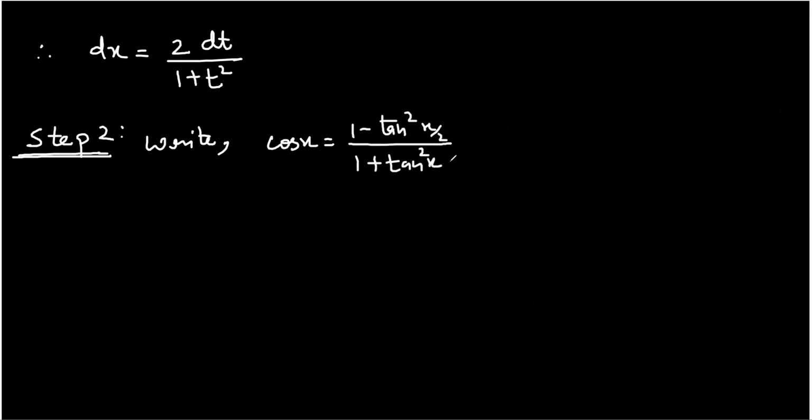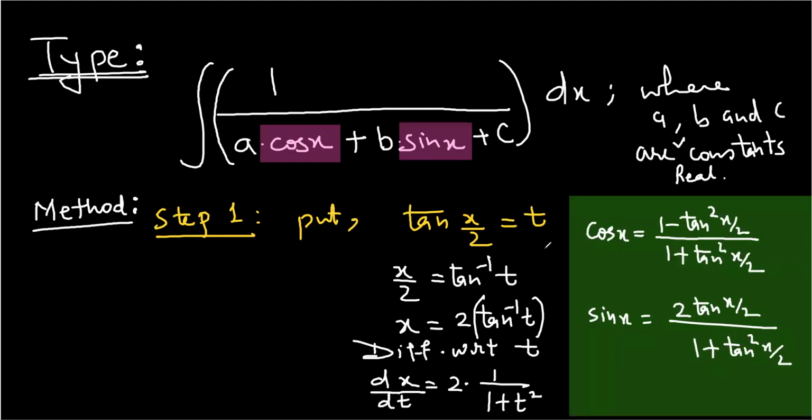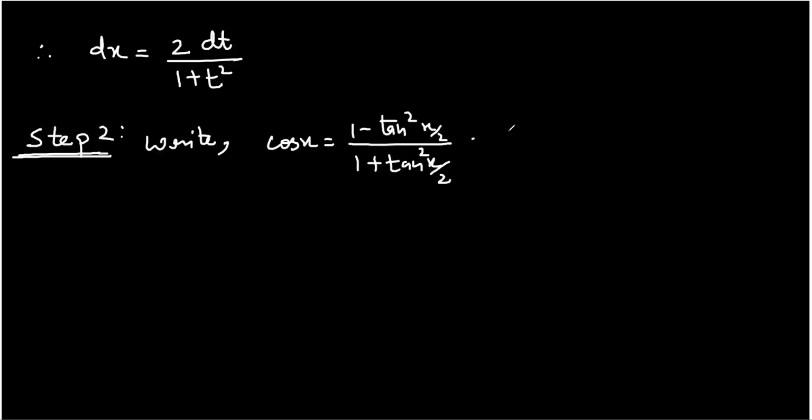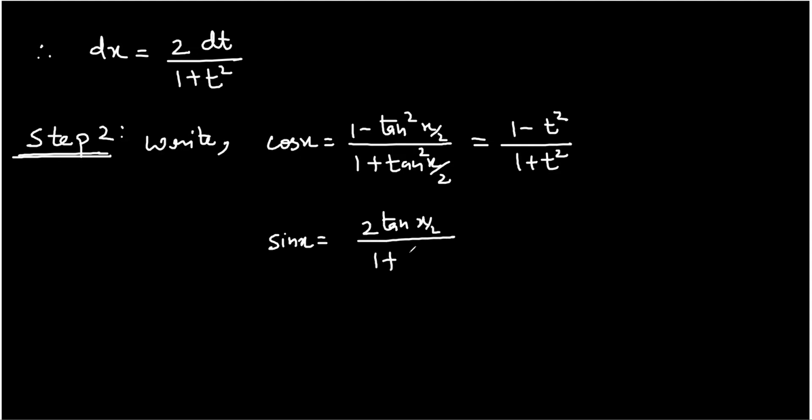And you know, students, tan x by 2 you took as t, so this becomes 1 minus t square upon 1 plus t square. And sin x is 2 tan x by 2 divided by 1 plus tan square x by 2. So this will become 2t upon 1 plus t square. Sin x is 2t upon 1 plus t square.